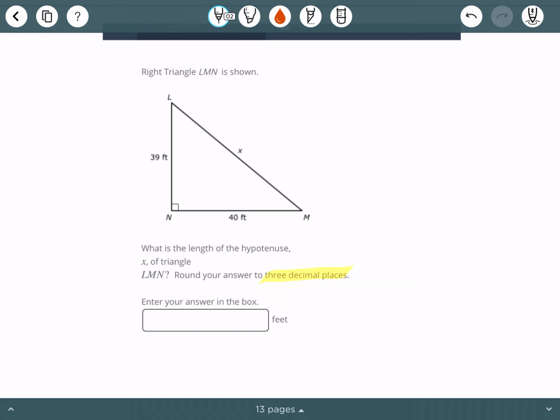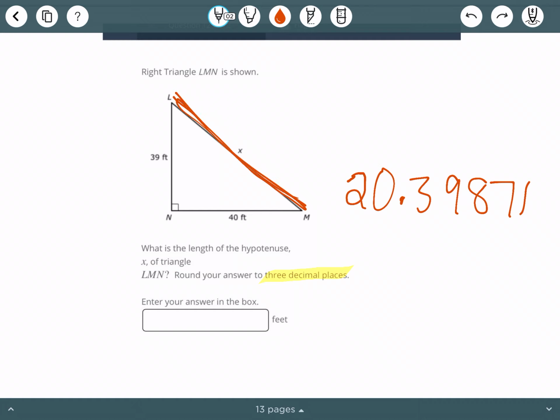So, let's say our answer is 20.39871. I'll tell you right now, it's not going to be. If you get any answer that's less than 40, you've done something wrong, because we have our hypotenuse here that we need to find, and remember the hypotenuse is always the longest side. So this is an absolutely outrageous number that I'm using for an example. It would never be correct.